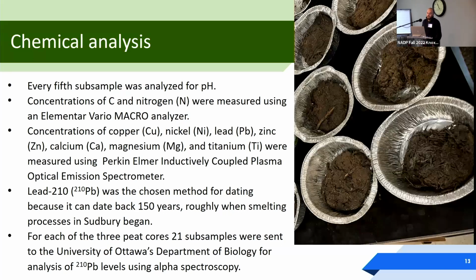We conducted a lot of different measurements: pH, carbon, nitrogen, and then the concentrations of copper, nickel, lead, zinc, and titanium. We also sent these samples out for lead-210 dating at the University of Ottawa. Lead-210 can date peat formation back 150 years, which coincides with when smelting began in Sudbury.